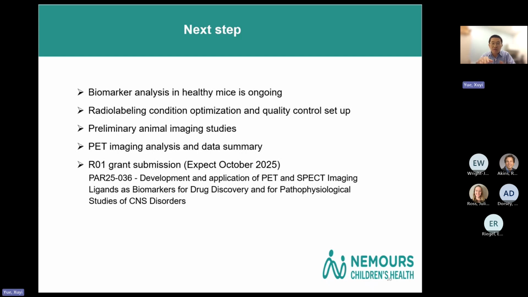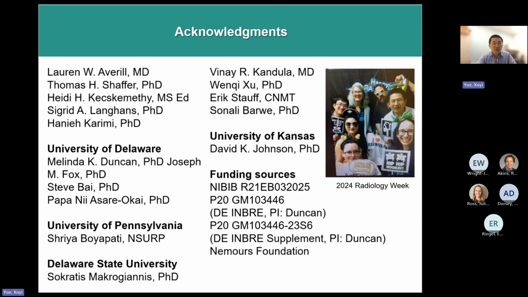We will respond to PAR-25-036. This RFA fits our application very well. They are looking to develop PET tracers and SPECT tracers for biomarkers of the central nervous system. So that's the current update regarding the INBRE pilot support project.